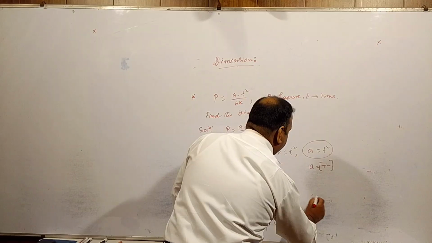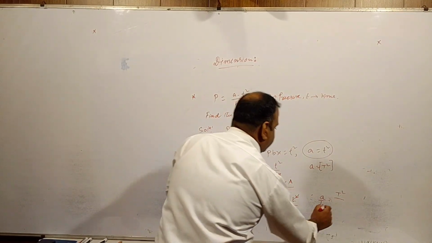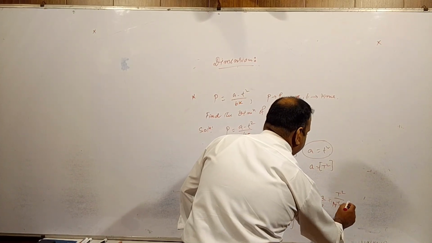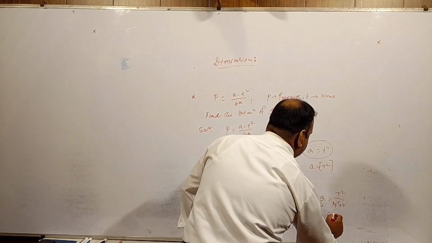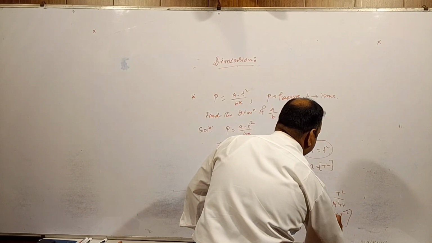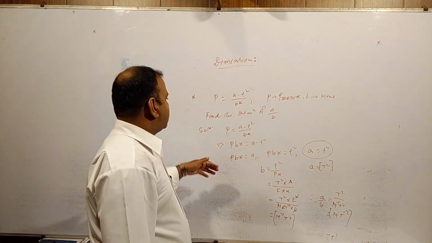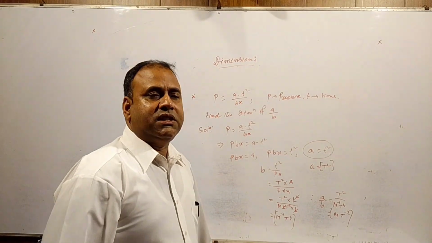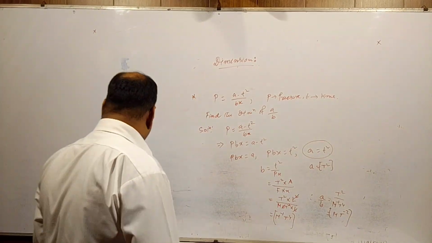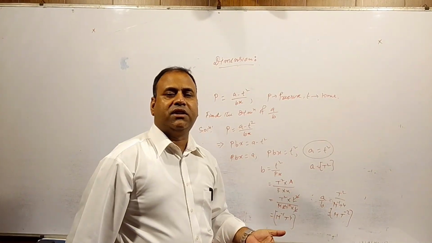Now therefore A by B: A means T square, B means M to the power minus 1, T to the power 4. So this can be written as M T to the power minus 2. So this is the dimension. This is the process. That means we can find the dimension easily from the given equation. I think you got the idea of how to calculate the dimension.